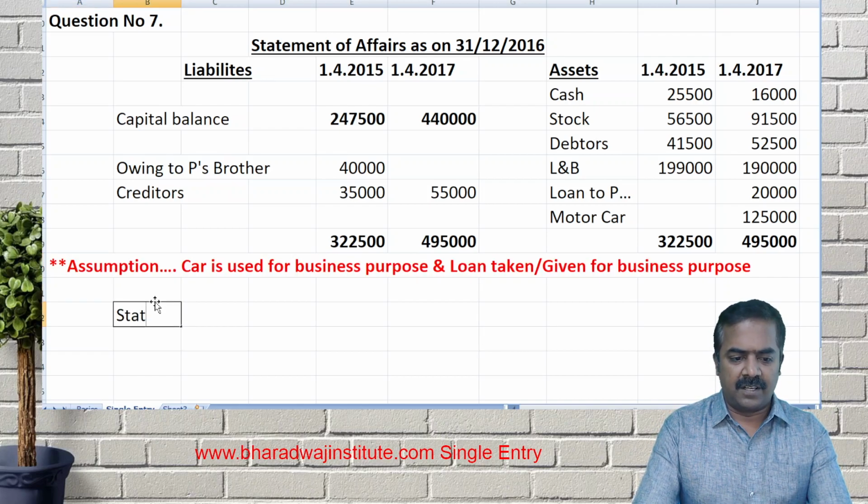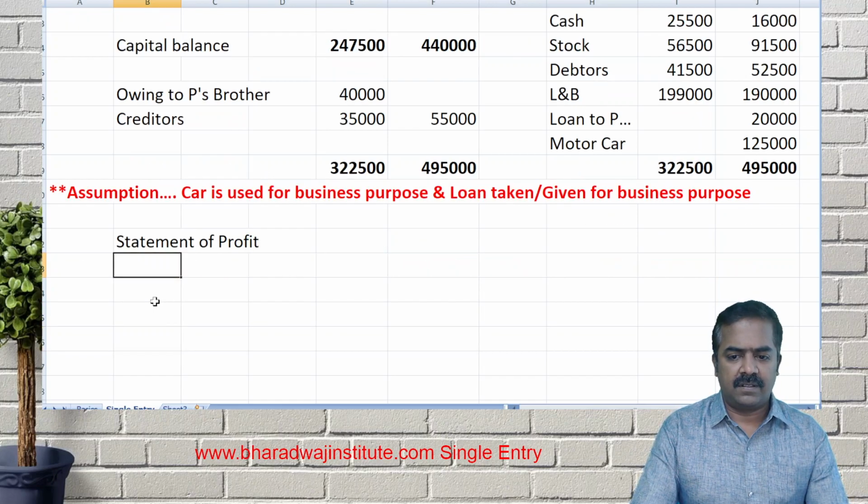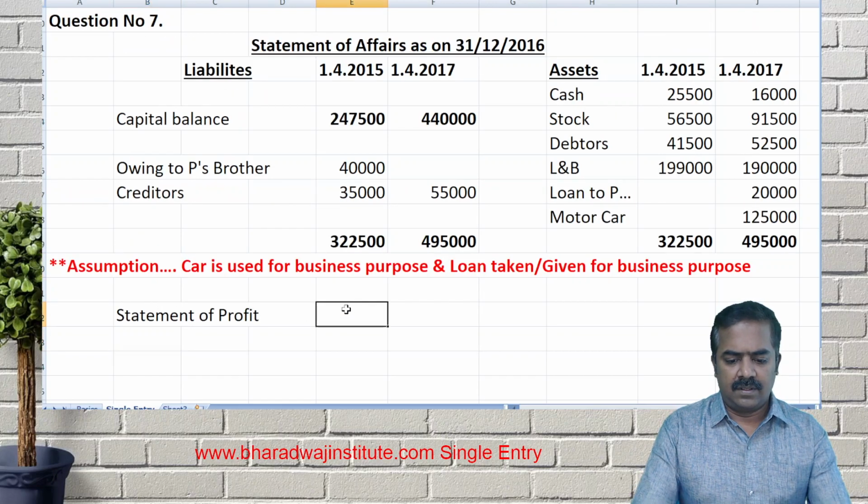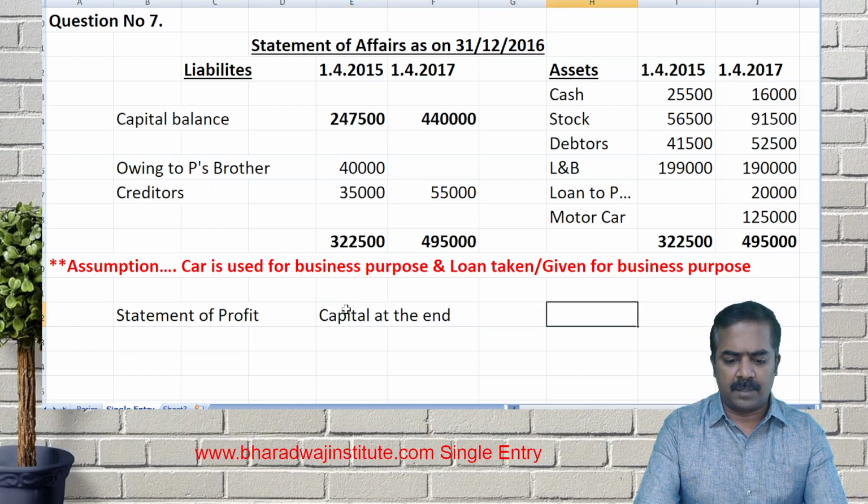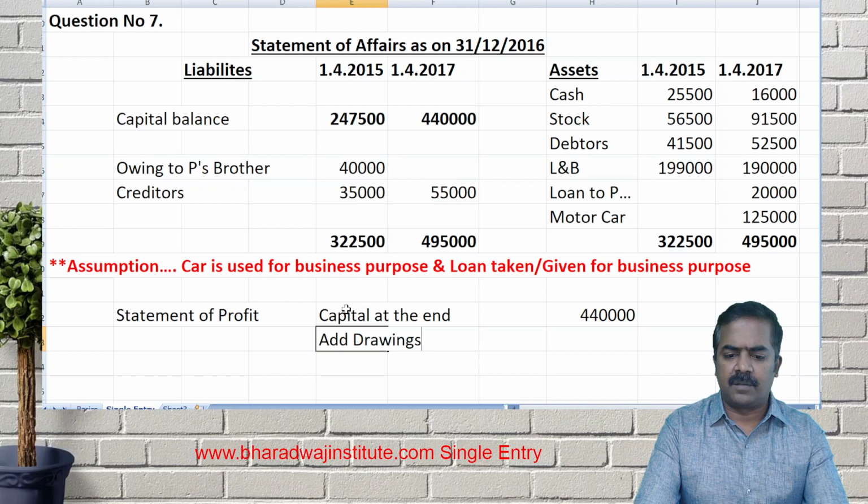Start. Statement of profit. What is capital at the end? What is the capital at the end? 4,40,000. Add drawings. Let us see how much the drawings are.